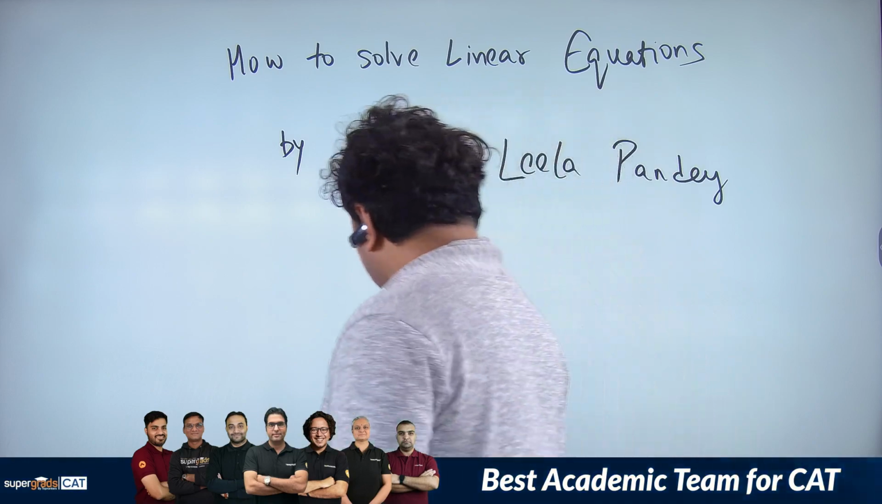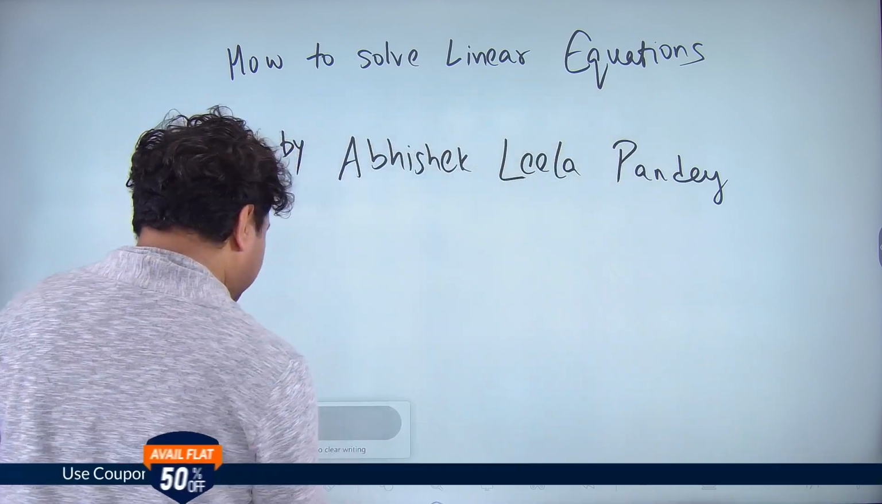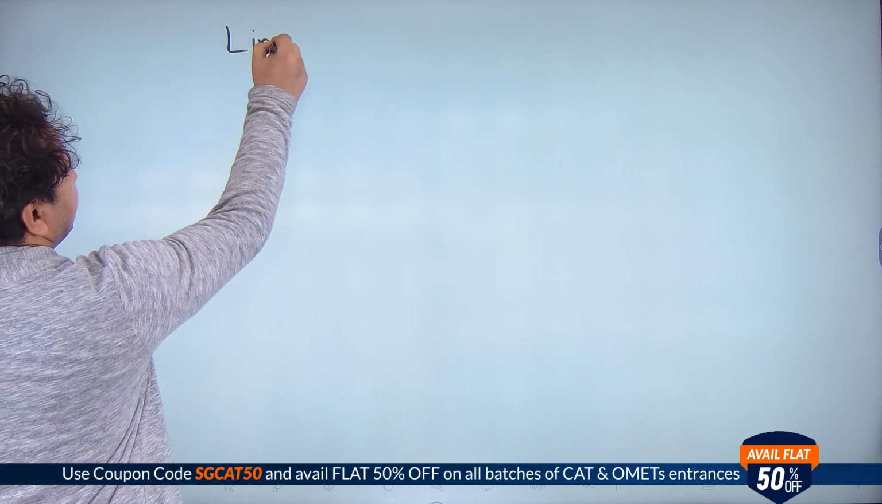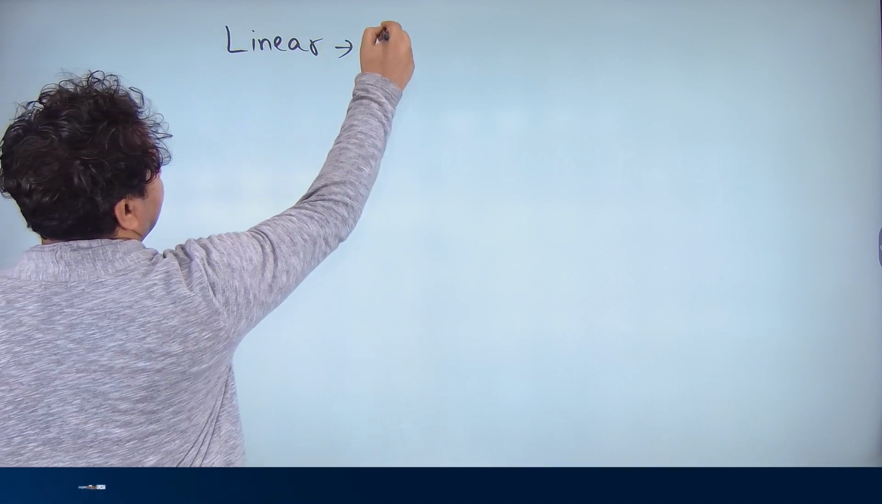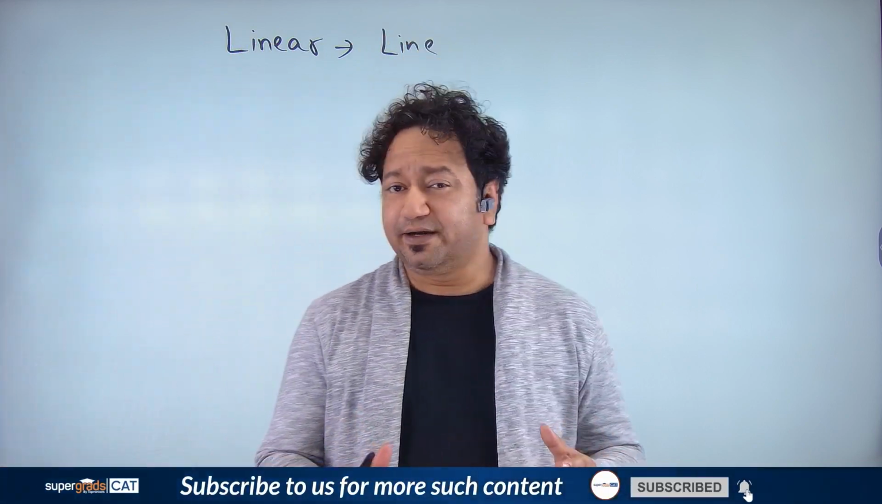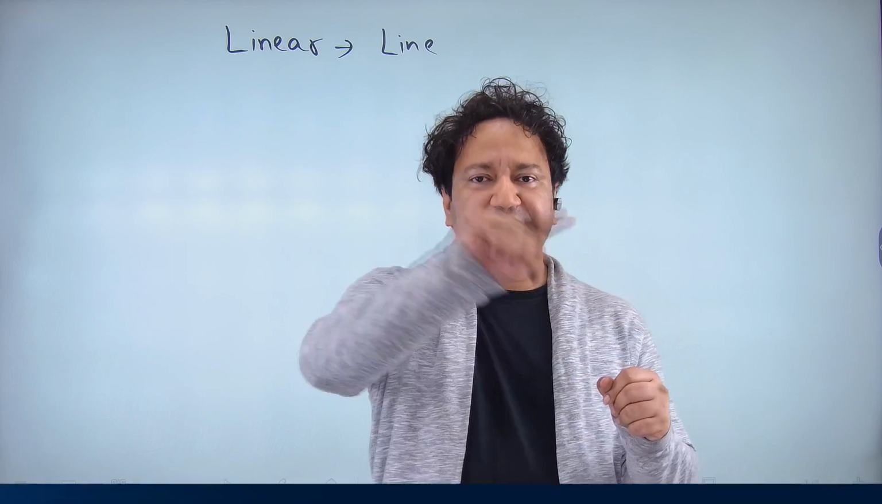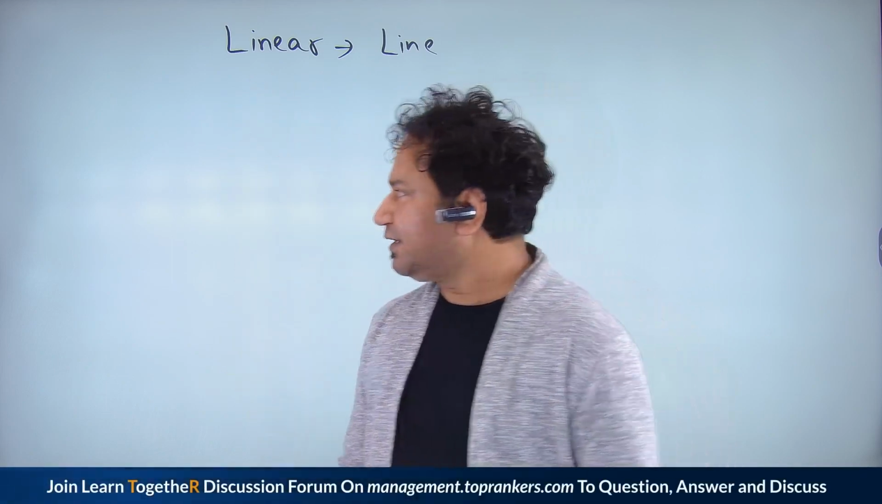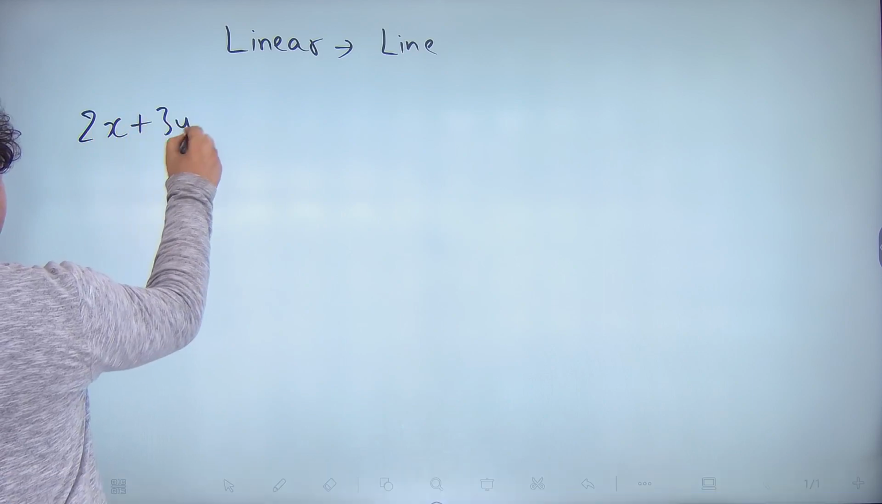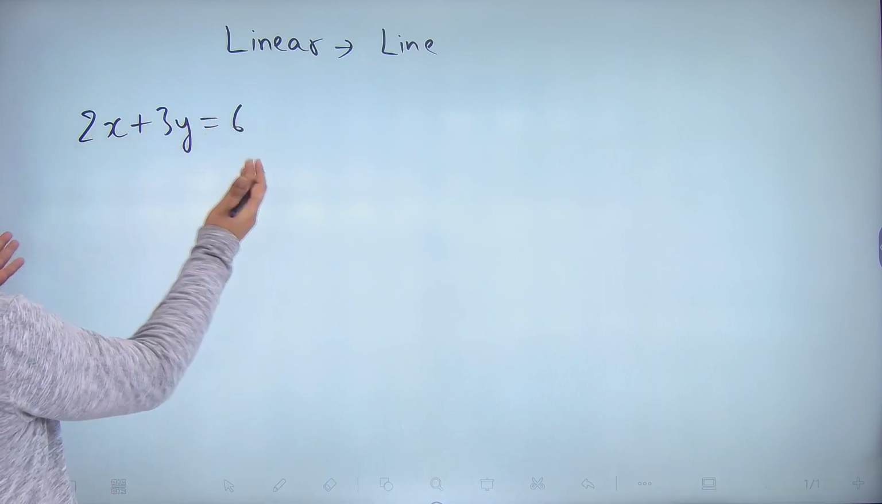exams. To learn this, first of all, we need to understand what are linear equations. So linear is derived from the term line, that is a straight line. So any equation, if plotted on a graph, would yield a straight line that will be a linear equation. For example, 2x plus 3y is equal to 6. This is a linear equation.